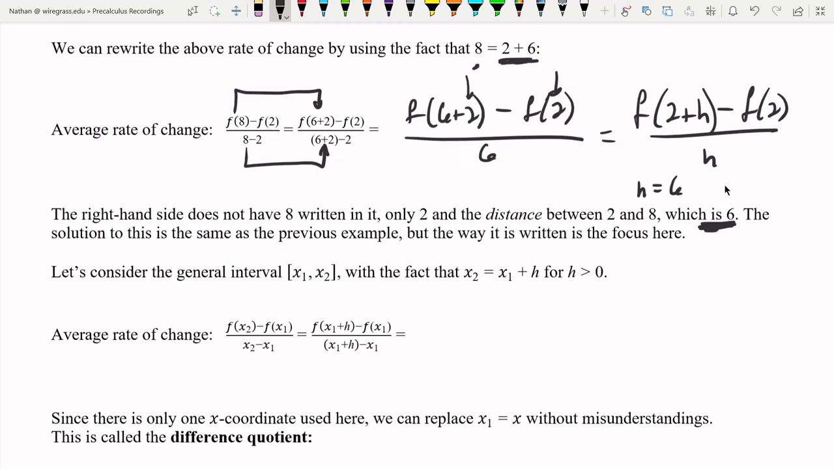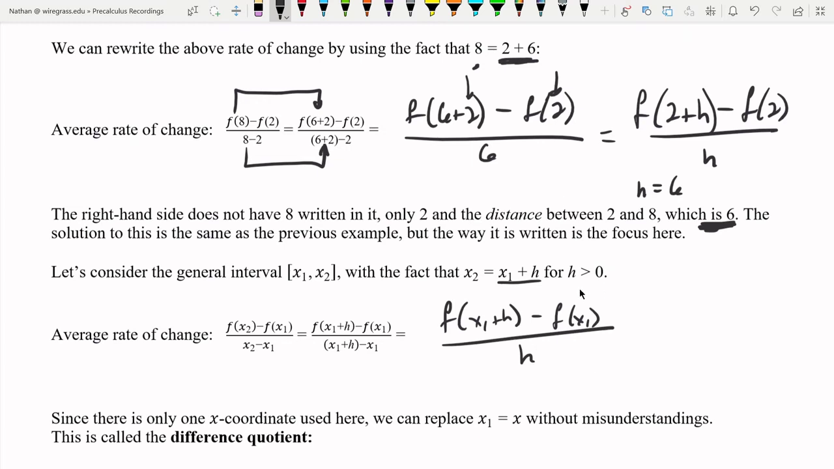And this formula is what we're studying here. Over the general interval x1, x2, where x2 equals x1 plus some distance h, I can rewrite this as x plus h, just like I did up here, as 8 is 6 plus 2. x2 is x1 plus h, the distance from x1. And then this one becomes f of x1 plus h minus f of x1. The x1 and x1 cancel, and you only get h on the bottom.